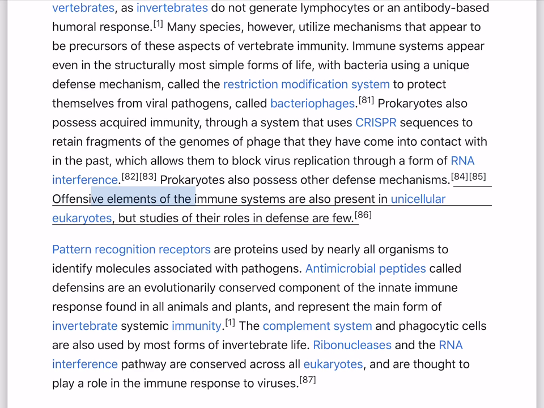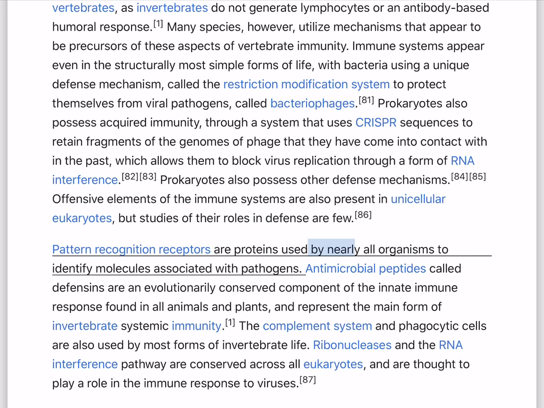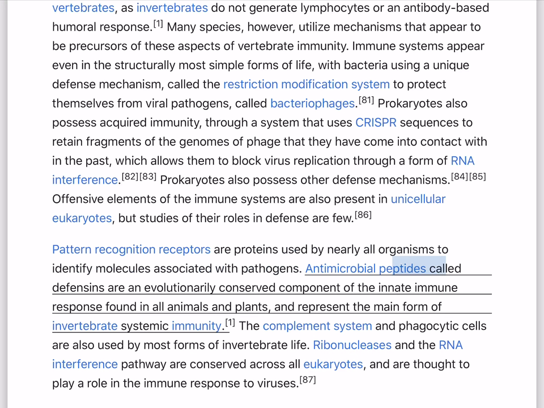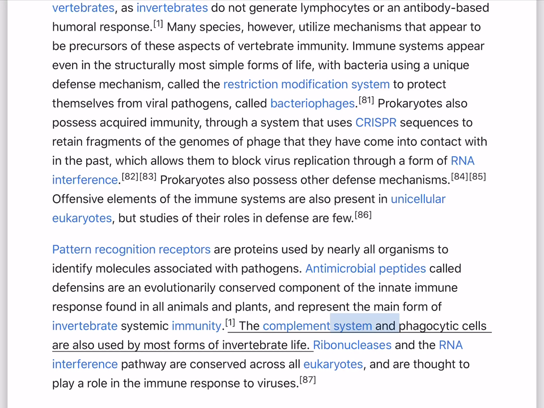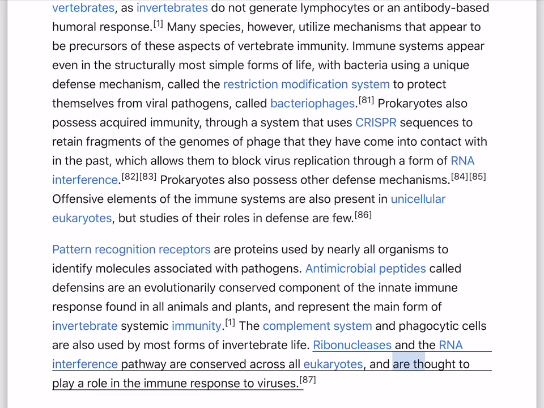Offensive elements of the immune systems are also present in unicellular eukaryotes, but studies of their roles in defense are few. Pattern recognition receptors are proteins used by nearly all organisms to identify molecules associated with pathogens. Antimicrobial peptides called defensins are an evolutionarily conserved component of the innate immune response found in all animals and plants, and represent the main form of invertebrate systemic immunity. The complement system and phagocytic cells are also used by most forms of invertebrate life. Ribonucleases and the RNA interference pathway are conserved across all eukaryotes, and are thought to play a role in the immune response to viruses.